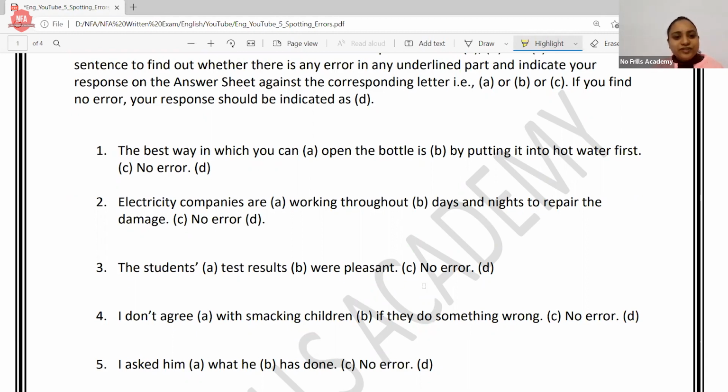Next, the students' test results were pleasant. The students, A; test results, B; were pleasant, C; No error, D.